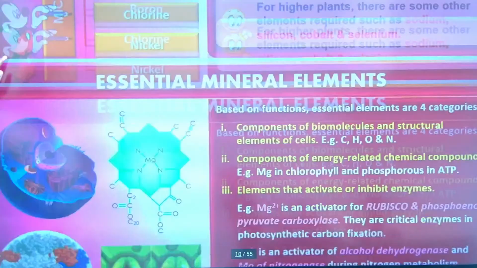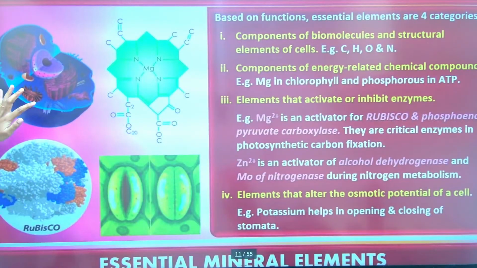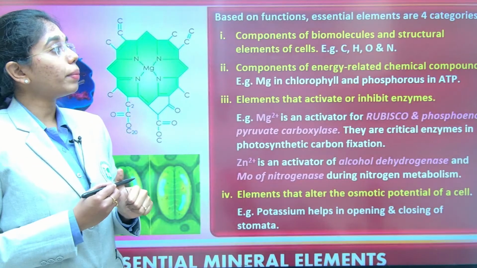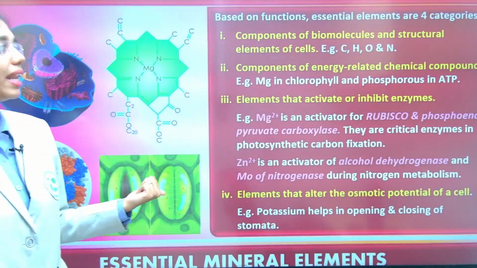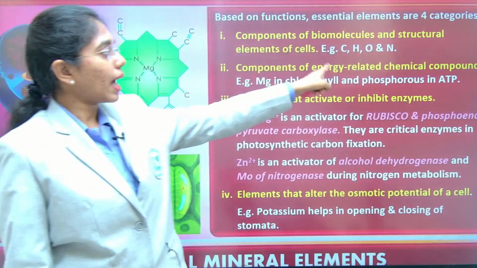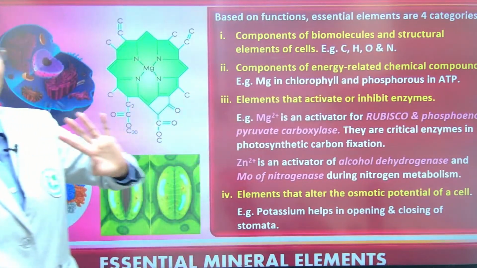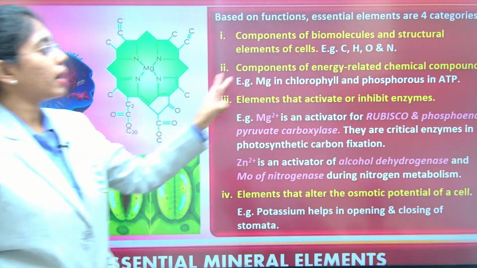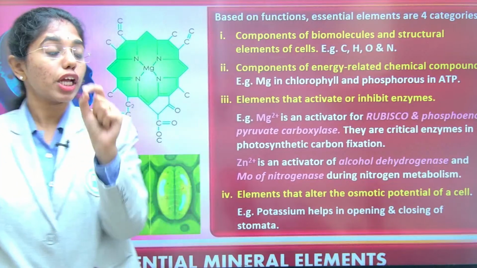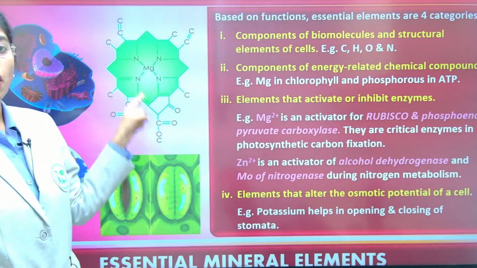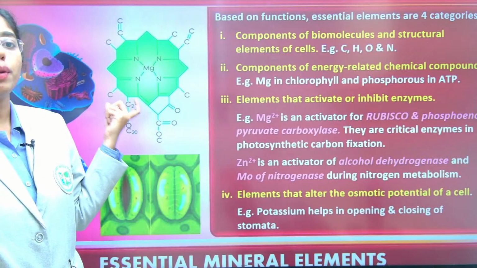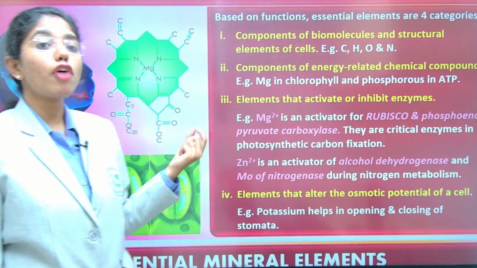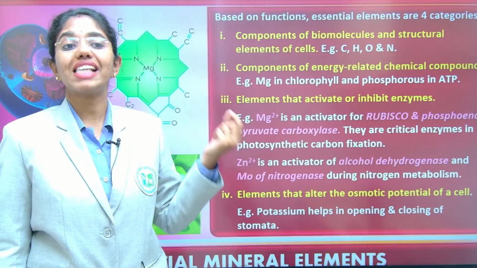Next, based on the functions, essential elements are of 4 categories. First is components of biomolecules and structural elements of the cells. What are they? Carbon, hydrogen, oxygen and nitrogen. These are the structural elements of the cell. Next, energy related chemical compounds like magnesium, which is present at the center of the porphyrin ring. This is the porphyrin ring which is present in the chlorophyll pigment. Magnesium is present at the center of the chlorophyll, and phosphorus is the major component of the cellular energy, that is ATP.